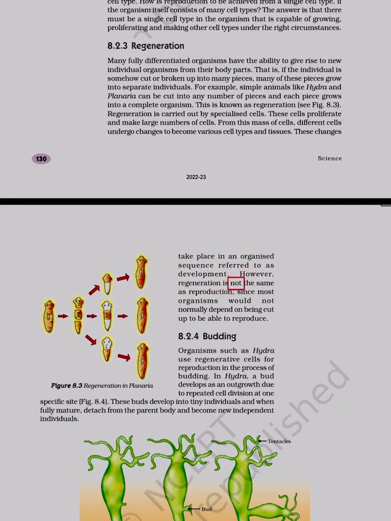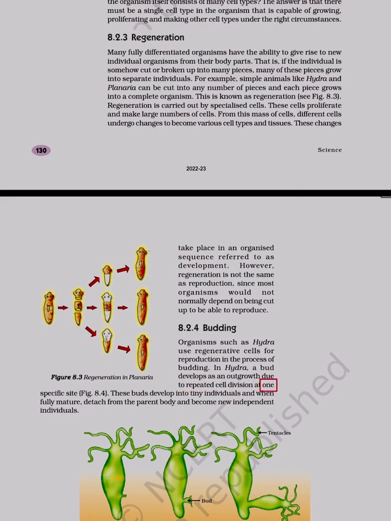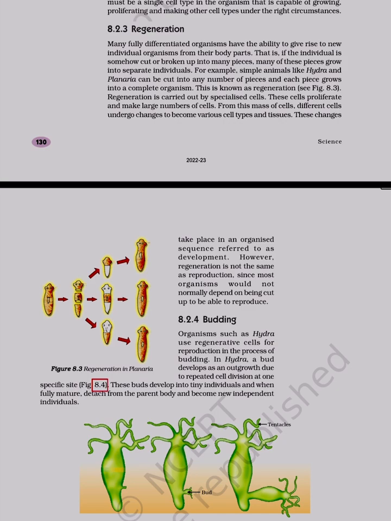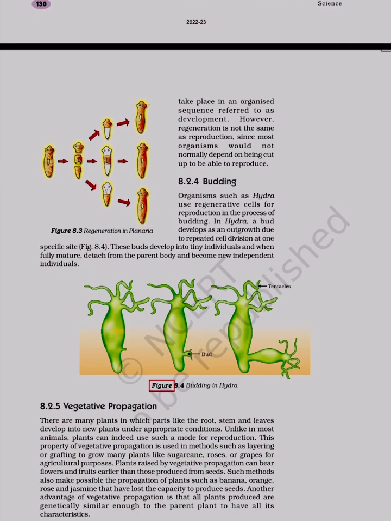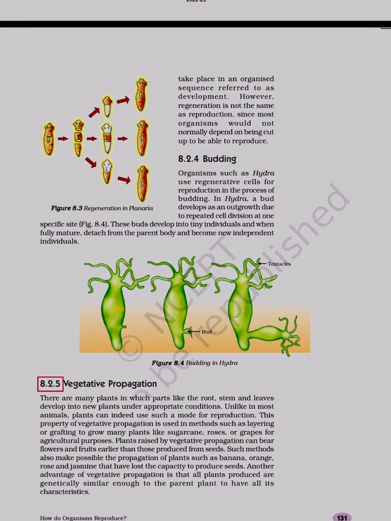However, regeneration is not the same as reproduction, since most organisms would not normally depend on being cut up to be able to reproduce. 8.2 Budding. Organisms such as Hydra use regenerative cells for reproduction in the process of budding. In Hydra, a bud develops as an outgrowth due to repeated cell division at one specific site. Figure 8.4. These buds develop into tiny individuals and when fully mature, detach from the parent body and become new independent individuals. Figure 8.4 Budding in Hydra.